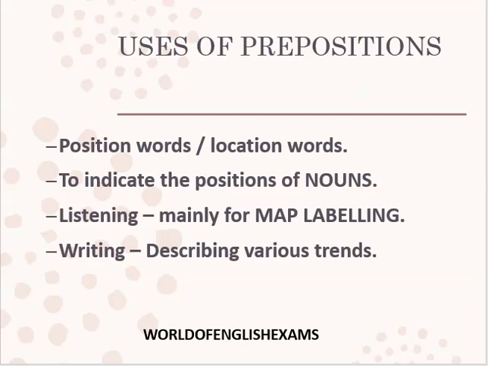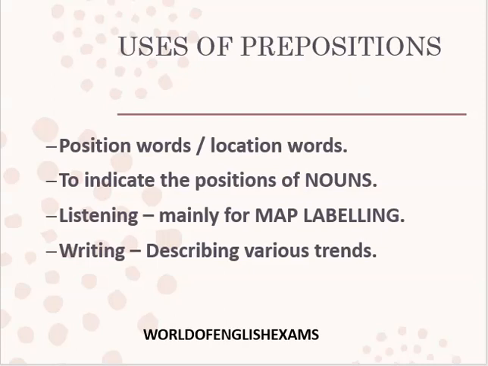So here the word prepositions means the positions of nouns. Pre indicates before and positions indicate the location, and for that reason these prepositions are also called position words or location words, and they are often associated with nouns, but they can also be associated with gerunds, that is, ing forms. So the basic uses of prepositions can be in the listening test for map labeling.